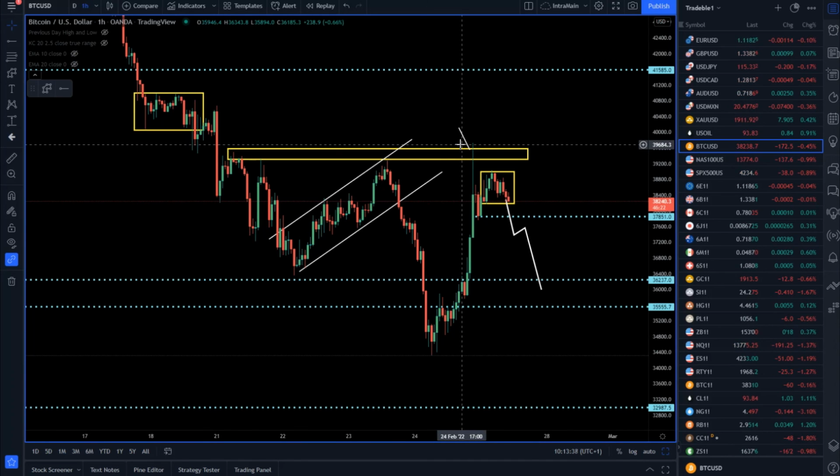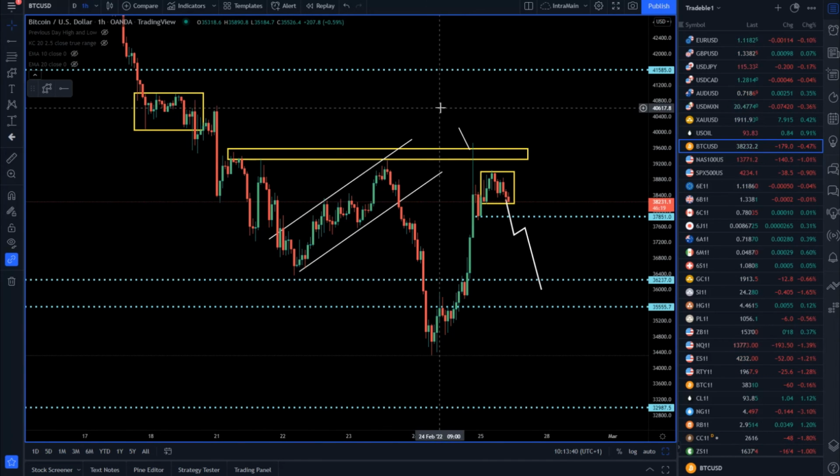Again, key resistance at 39,685. That'll be all for today.